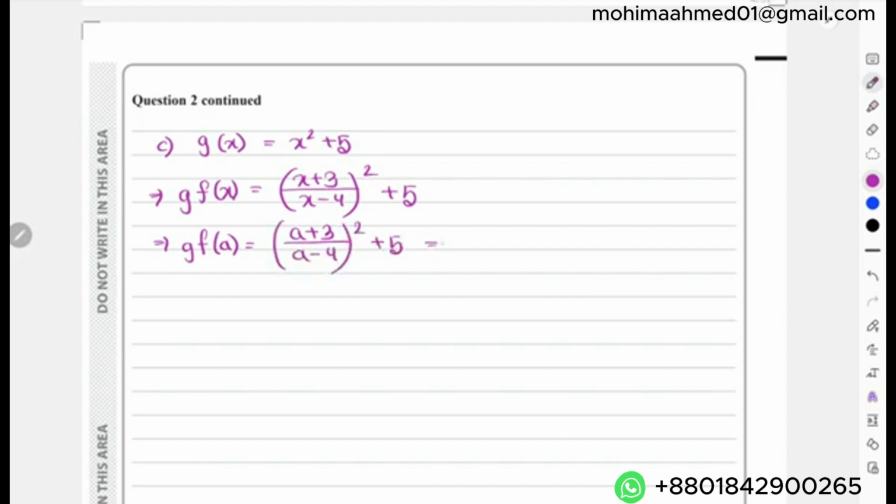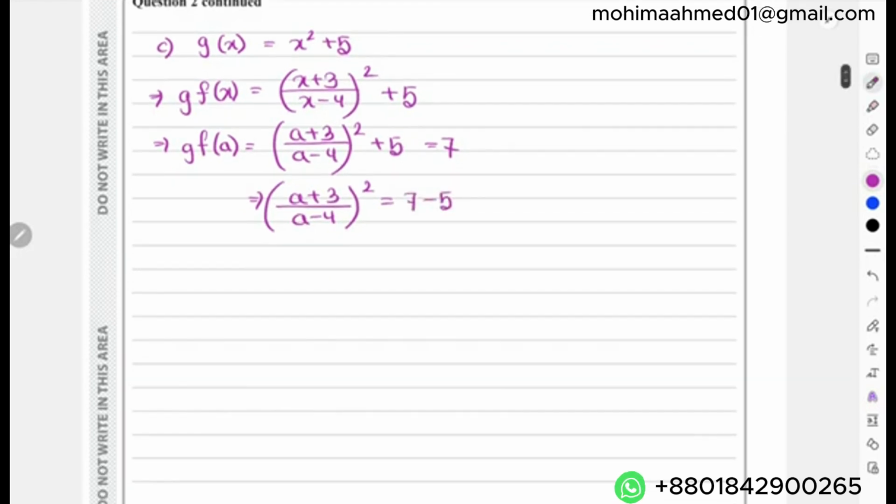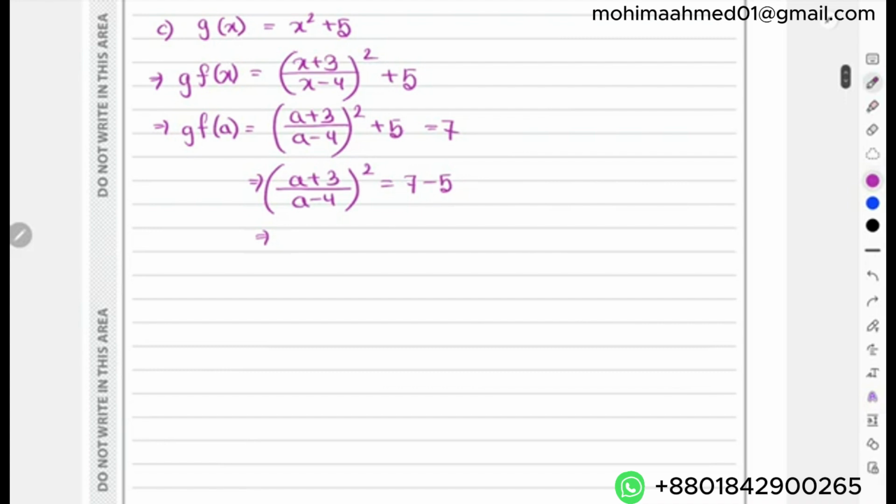This equation was actually equivalent to 7. So you can just write 7 equals this expression. No need to write it on a separate line. So we have (a plus 3 over a minus 4) under a square. Just shift that 5 to the right hand side. So you have 7 minus 5, that is 2. And then you take this square to the right hand side, which becomes a root there, right? So you have 7 minus 5 as 2, a plus 3 over a minus 4 equals root 2. Now in this part, for a root, obviously this will be a plus and minus value, right? So you get plus and minus.